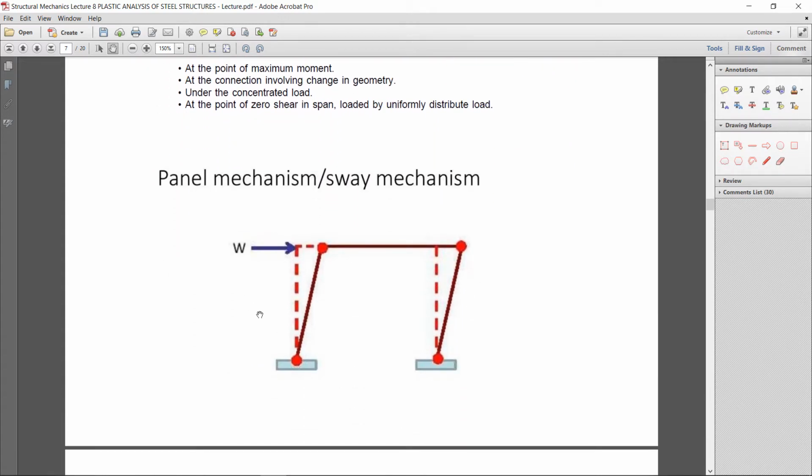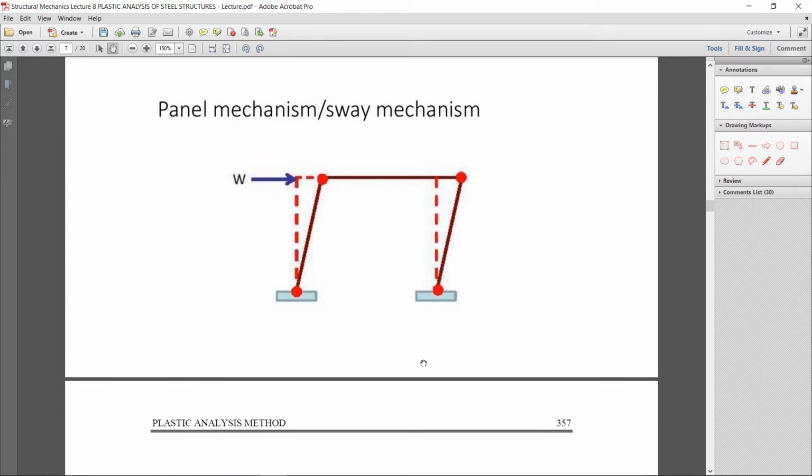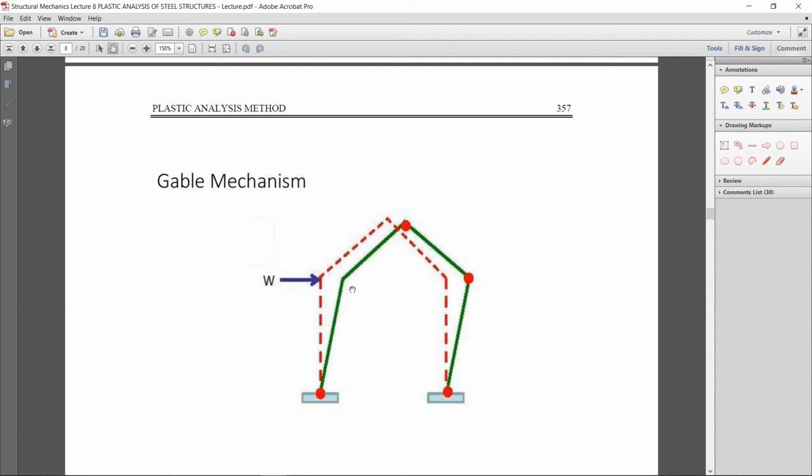Here is a demonstration. Here is a portal frame. The failure mechanism is shown. When the lateral load is acting, a plastic hinge will occur at this point, and at the supports also, if those are fixed supports. Similarly, in the gable mechanism, loading is acting at this point, and at the fixed end locations the plastic hinges will occur.